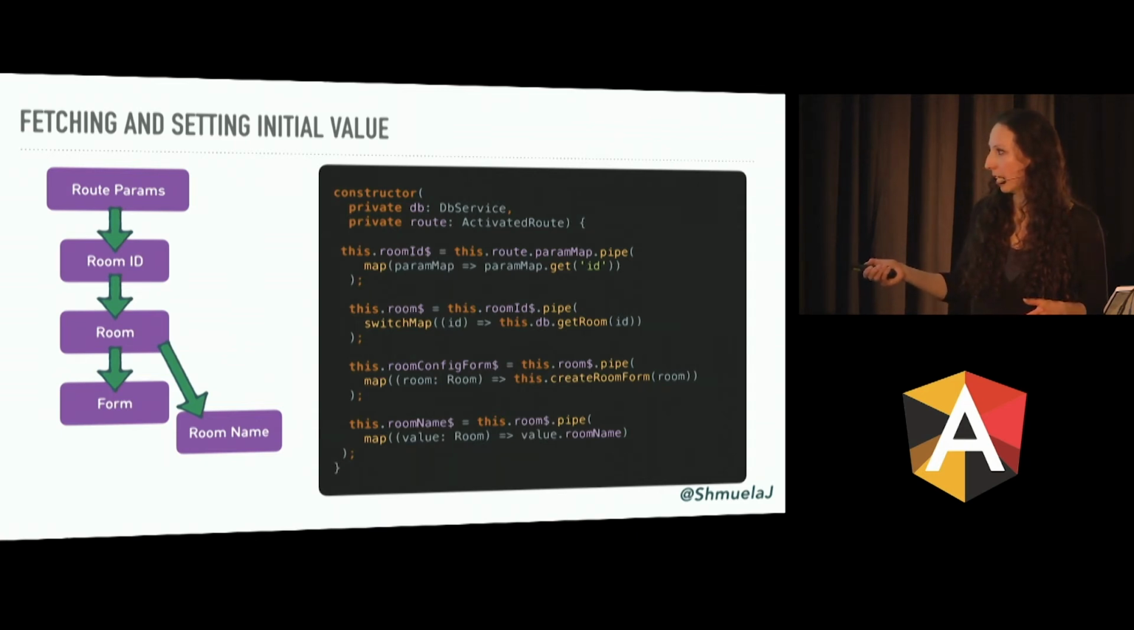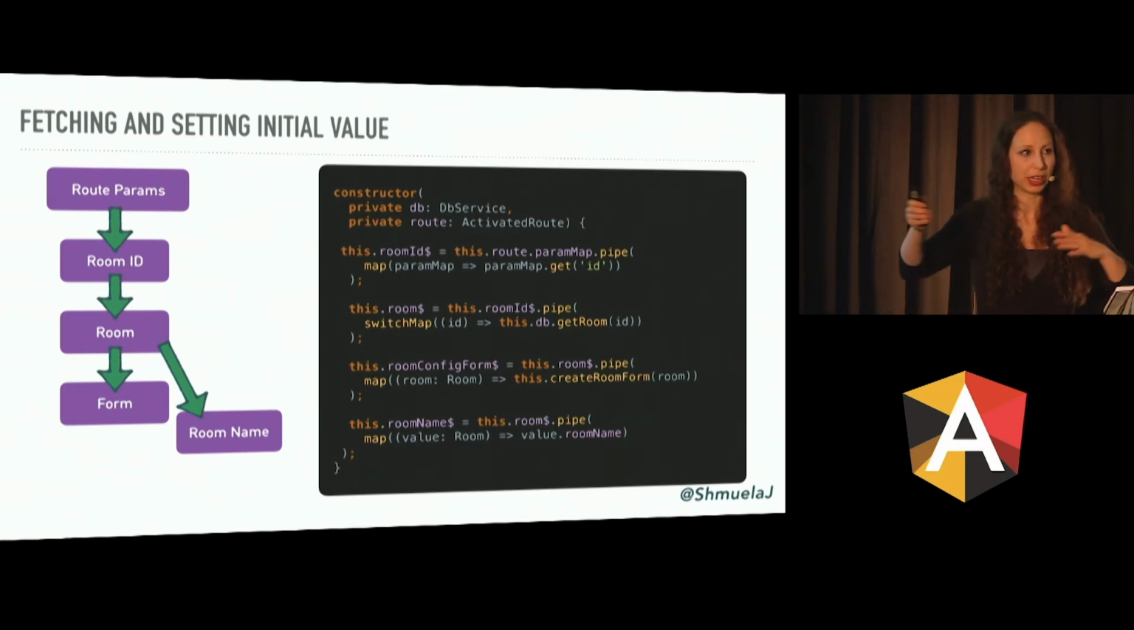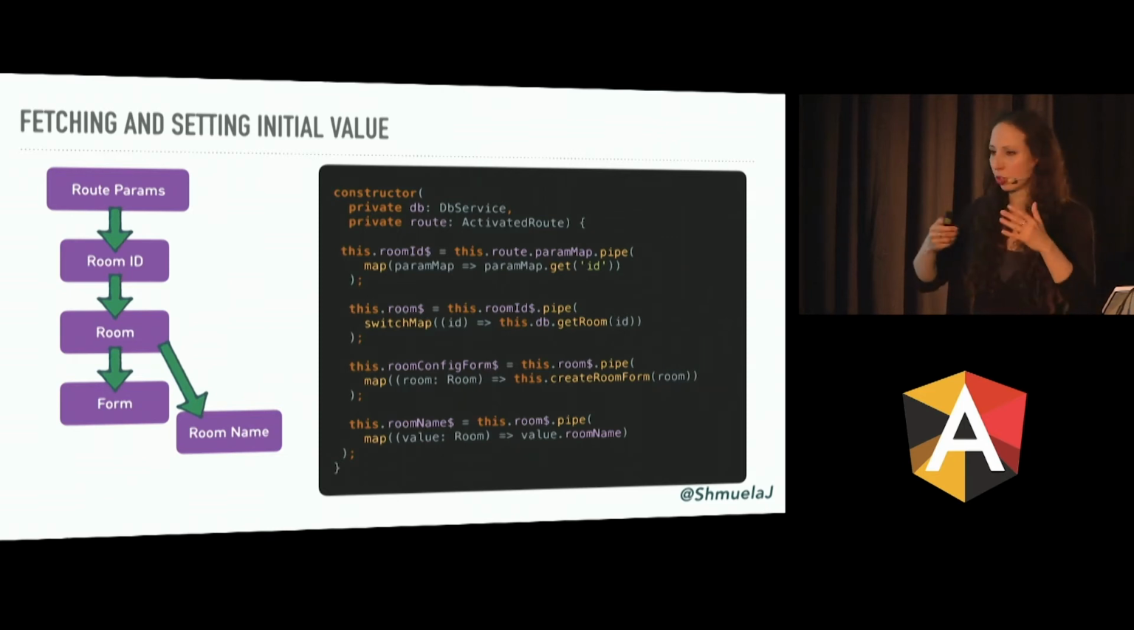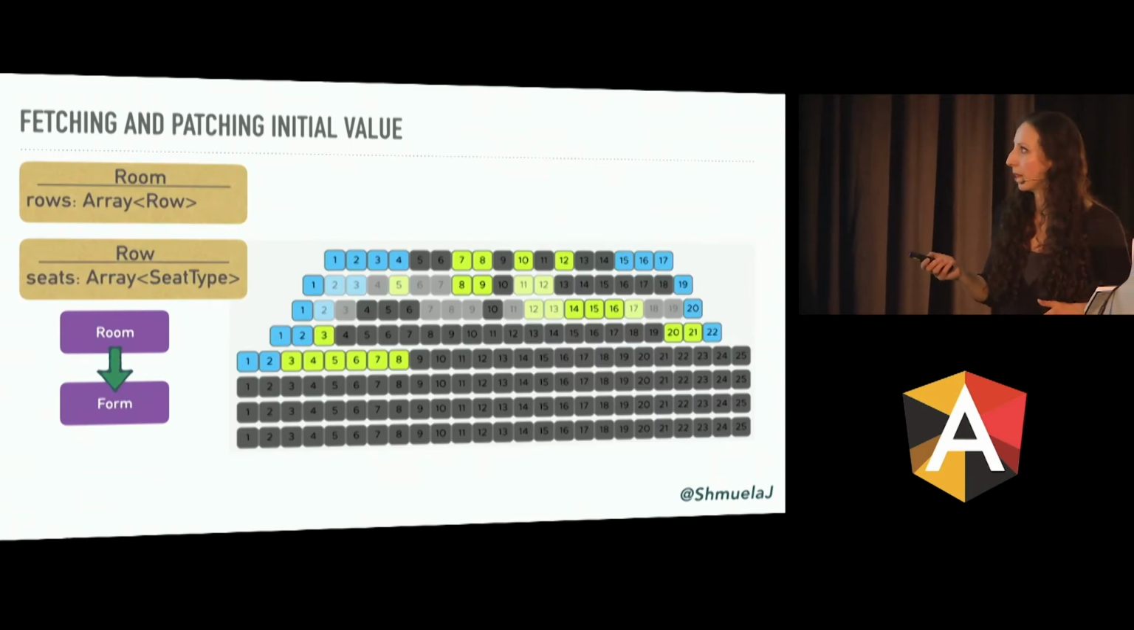Now, we're also using the same data that we have about the room for a different stream that gives us the room name. So we just fetch the room name from the value here. Okay, so we are using one stream to get two different types of data, and we're creating actually two different streams. And now in the component, we can subscribe or use the async pipe for any stream that we want, and not have to deal with one stream only.